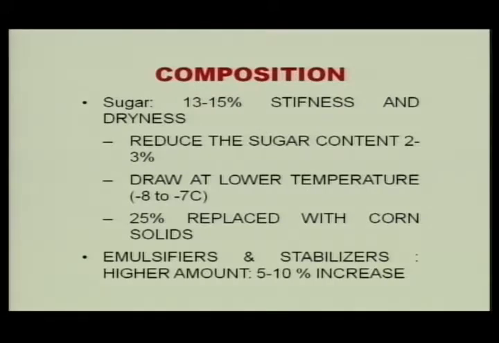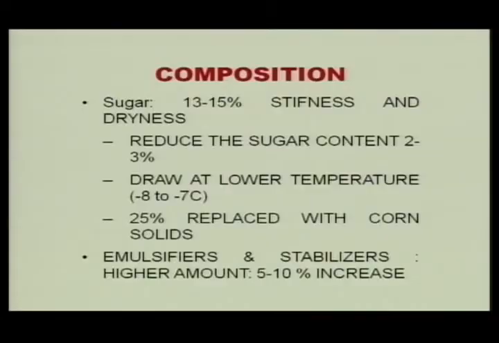We draw it at a low temperature, that is -8 to -7 degrees centigrade, and if we replace it with the corn solids around 25%, we can get the desired body and texture. There are two factors which we take into account. One is the freezing point depression and the other is the sweetness. So, depending upon the composition, we can adjust it.